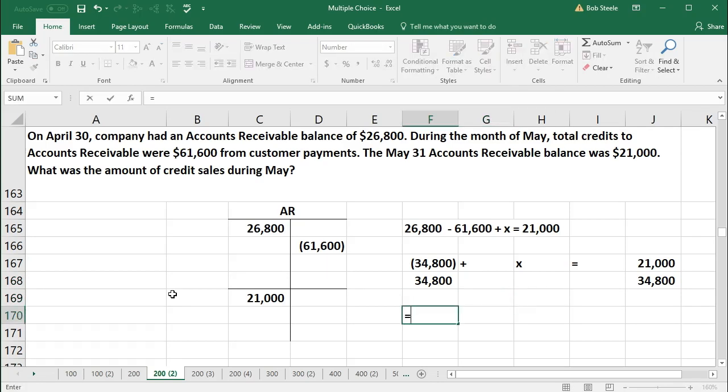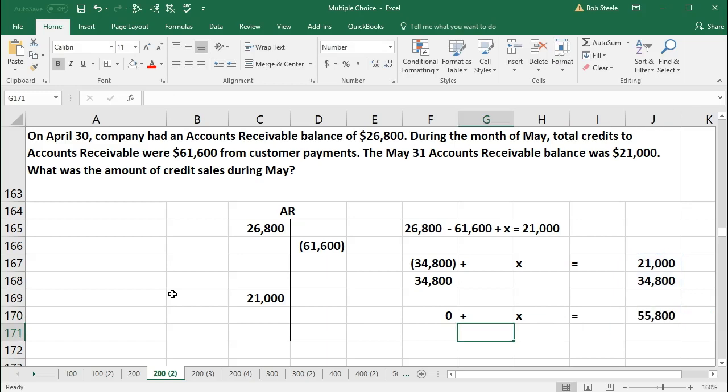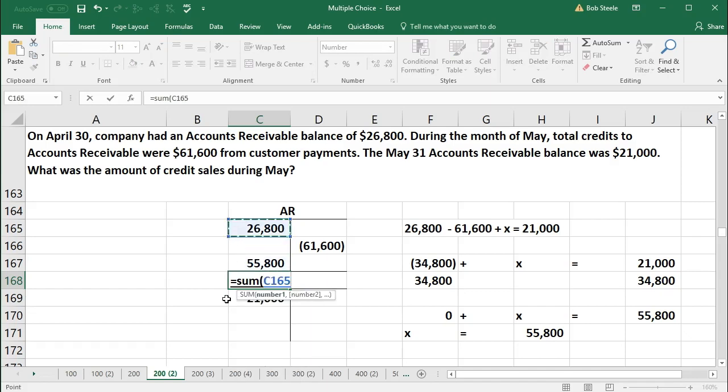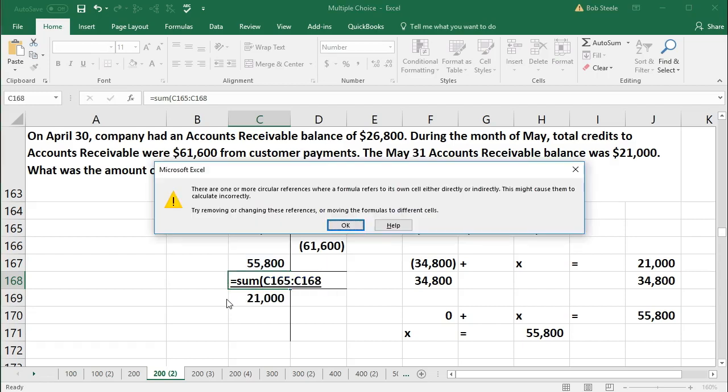So doing the math, we're going to say the negative 34,800 plus the 34,800 is 0, plus X is equal to, and if we do the math here, the 21,000 plus the 34,800 gives us the 55,800, and therefore X equals the 55,800. And if we plug that into our formula here, 55,800 goes there. If we then sum up our debit and credit balances, we'll draw a line here and we'll sum these up. We've got debits of 26,800 and 55,800.